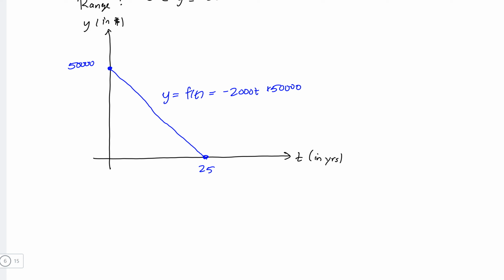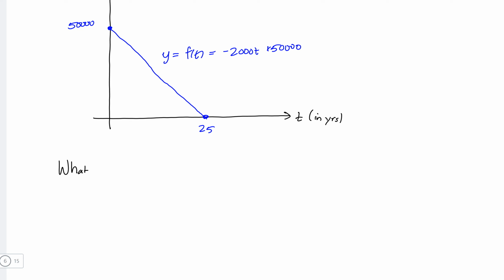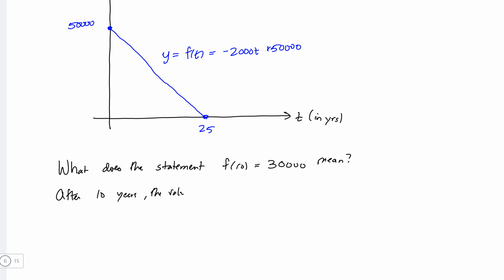So as a little practice with this, you can say, what does the statement f of 10 equals 30,000 mean? Well, we're inputting 10, so that's after 10 years, and we're outputting the value of the car. So this means after 10 years, the value of the car is $30,000.